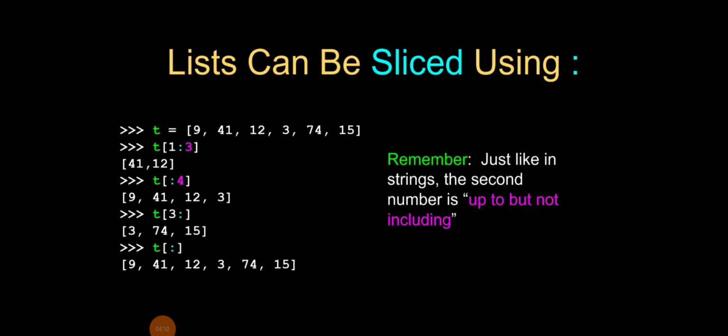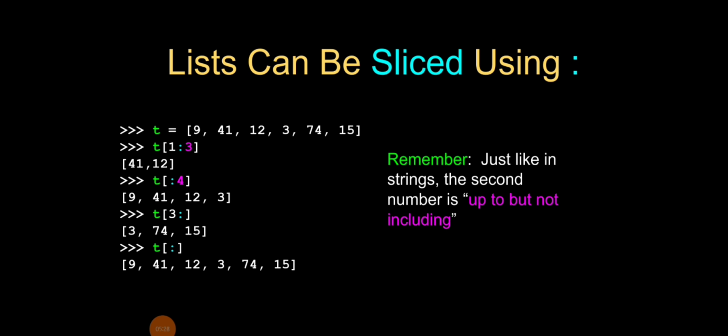So a list can be sliced. Here we are using t equal to 9, 41, 12, 3, 74, 15. Now we are slicing using a colon. So t of 1 colon 3 gives an output of 41, 12. So here the index 1 will be 41 and the index 3 will be 12, so the two elements are printed.